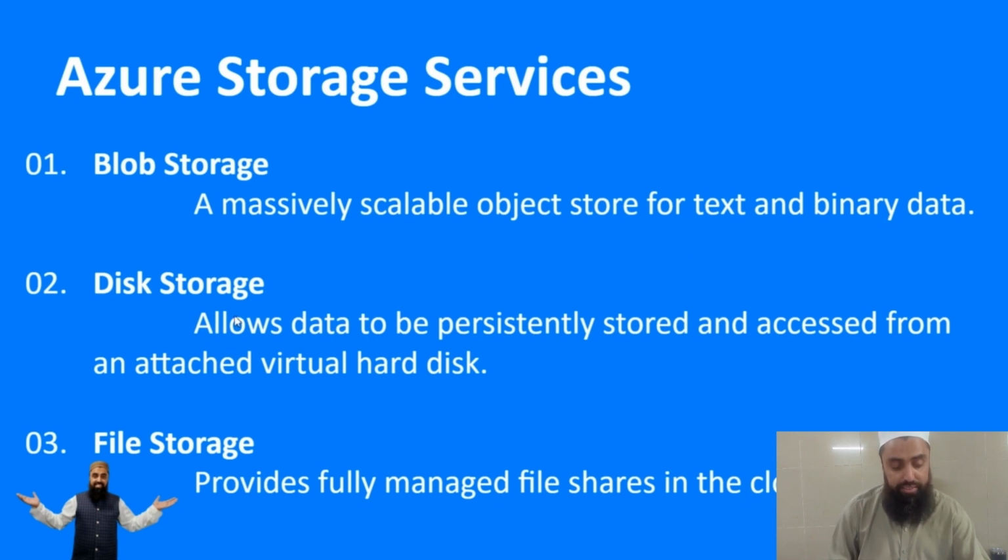And number 2 is disk storage, which is also common, which allows data to be persistently stored and accessed from an attached virtual hard disk, just like we use hard disks in our computers and we store our data on these disks. Similarly, we can use disk storage in Azure Storage to store our data on persistent disks. And the third one is file storage, which is used to provide fully managed file shares in the cloud, and we can share those files with our teams using the Azure File Storage service.